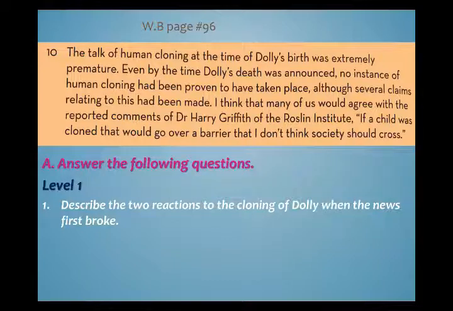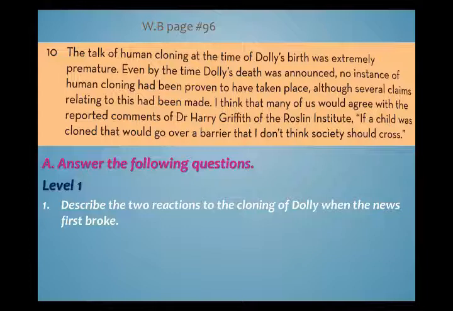Now we're having here the levels and we have to answer the following questions. One question we're having is: describe the two reactions to the cloning of Dolly when the news broke. But I will further explain this passage to you and you have to listen to me carefully please.